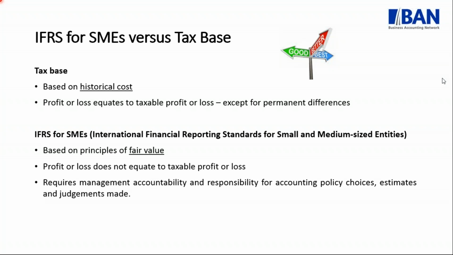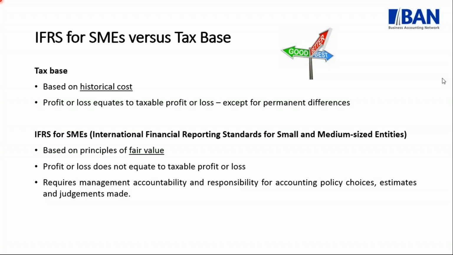We're also going to have a look at them in a little bit more detail to make sure that you understand how these are different. Now, the tax-based accounting framework is usually based on historical cost. So as the transactions occur, they would be recorded in the books. In most cases, the profit or loss that you calculate in your income statement will equal your taxable profit or loss, because you are creating these financial statements based on your tax principles.